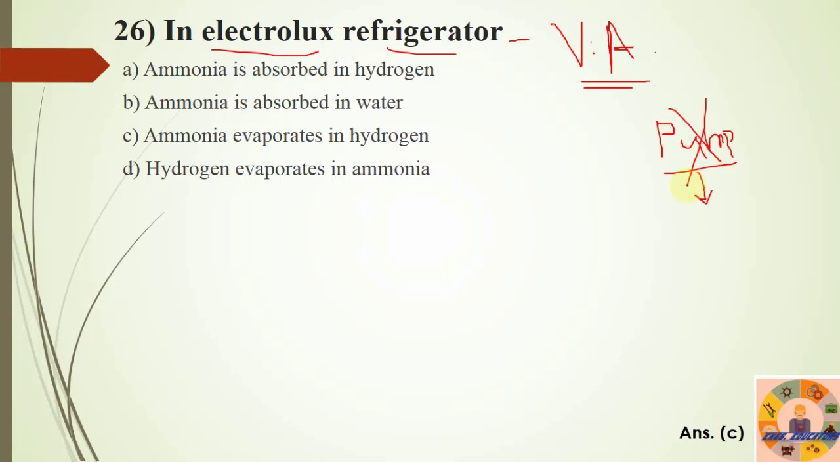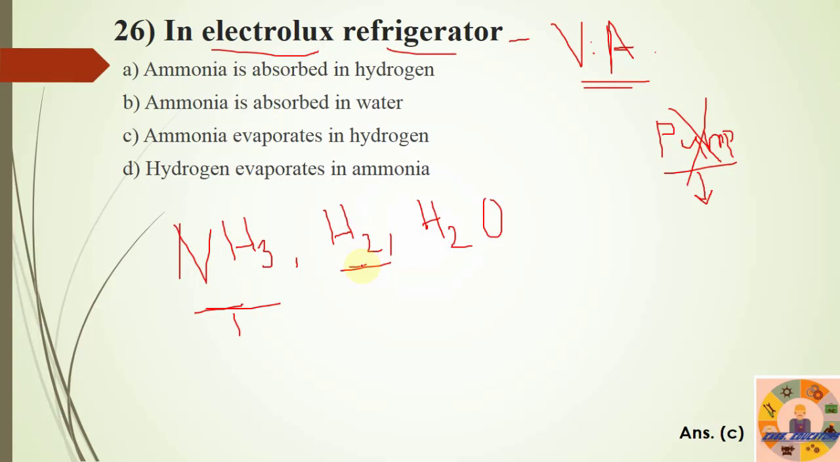This refrigeration is also sometimes called a 3 fluid absorption system. The 3 fluids present in this refrigeration system are ammonia, hydrogen, and water. Ammonia is the refrigerant in the vapor absorption system, and hydrogen is used to increase the rate of evaporation of liquid ammonia passing through the evaporator, and water is used as a solvent or absorber. So the right option for this question is option C, ammonia evaporates in hydrogen.